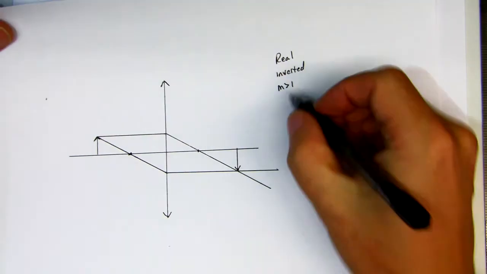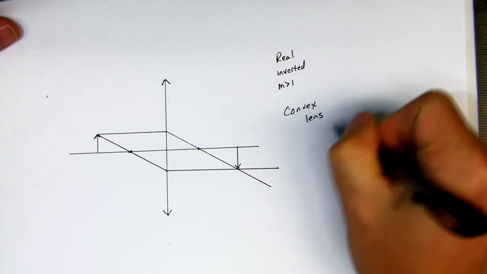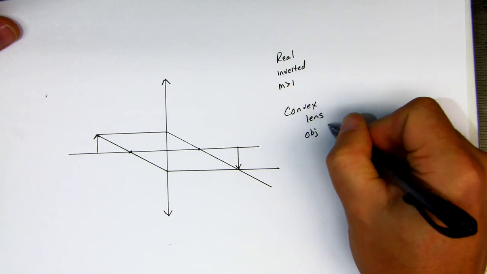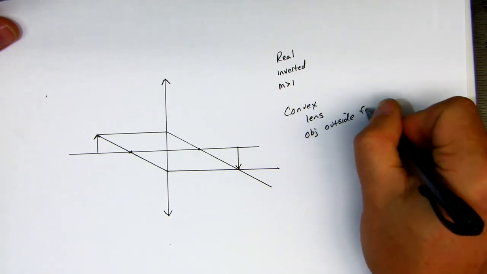Okay, so this was convex lens, object outside focal.